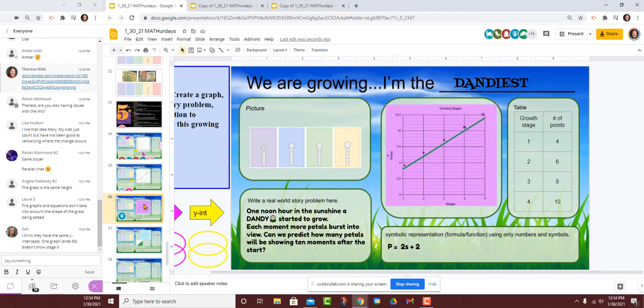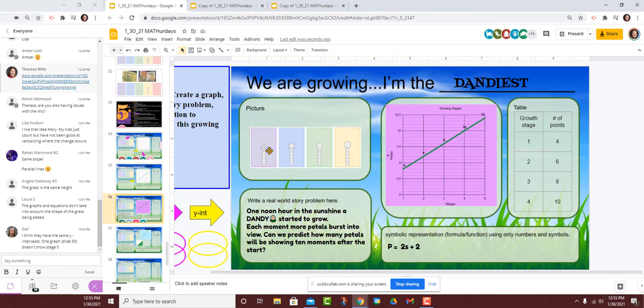There is another one that was kind of peculiar here. On slide 56, we have the dandiest. And would this group share with us how did you think about this equation and how did you get 2s plus 2? Well, we looked at our dandelion and thought about there's 4 stages. What's the difference between each of those dandelion tops? And we noticed that at each stage it pushed out 2 more petals. And so that's how we got there.